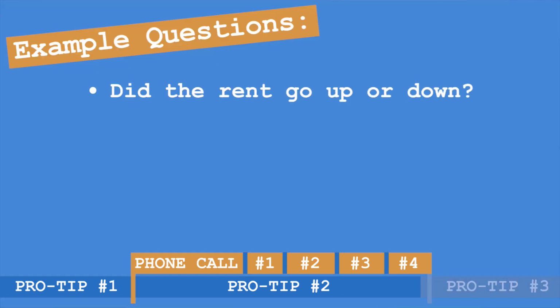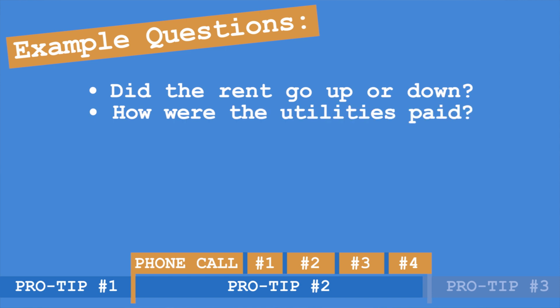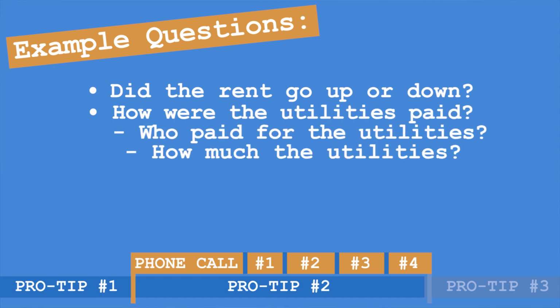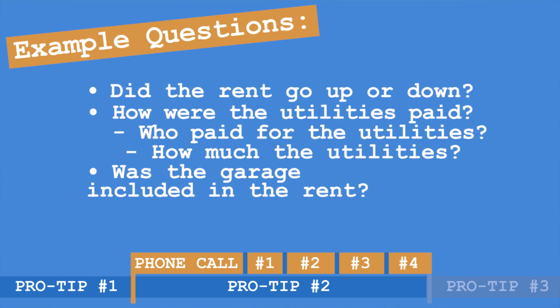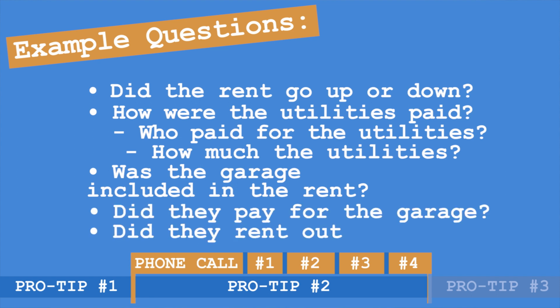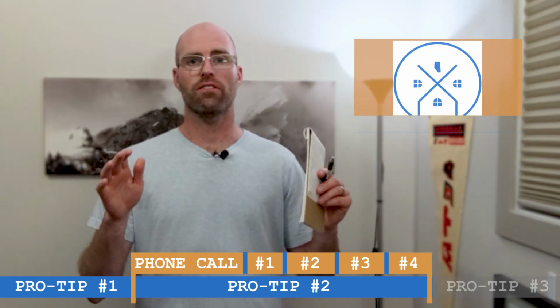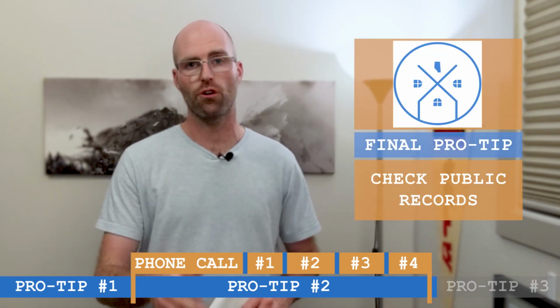Did the rent go up? Did it go down? How were the utilities paid? Who paid for the utilities? How much were the utilities? Was the garage included in the rent? Did they pay for the garage? Did they rent out the garage? So that's a great summary of all the questions you can ask. Now let's get to the final pro tip and wrap up this video for you.